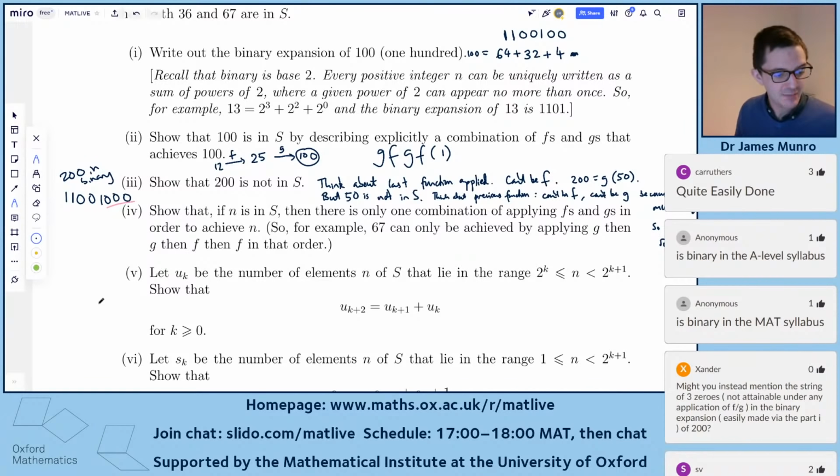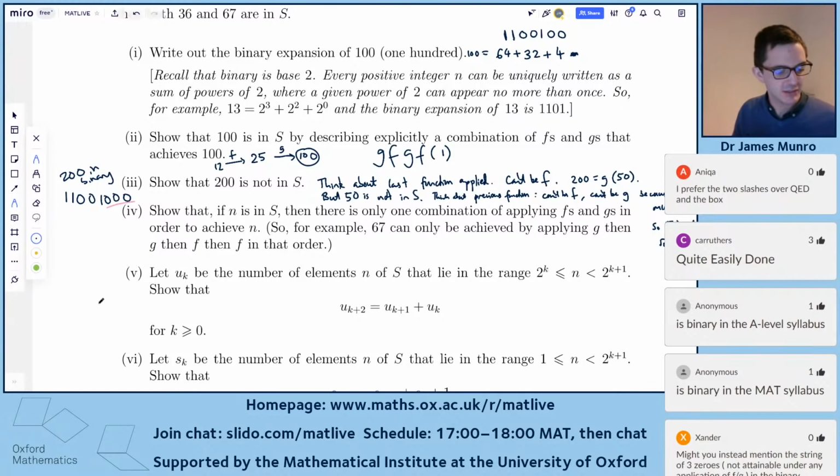Okay, is binary in A-level? There's a question in chat twice, and people are replying to it. Let's find out what people are saying in chat. People say no, not in the full syllabus. Some modules might contain it. We thought at the time that some people might have seen it in GCSE. One question says is binary in the MAT syllabus, one says A-level syllabus. We think that some people learn about binary in GCSE, and we did put this reminder in. Also, this was not worth very many marks, and you can do the question without thinking about binary.